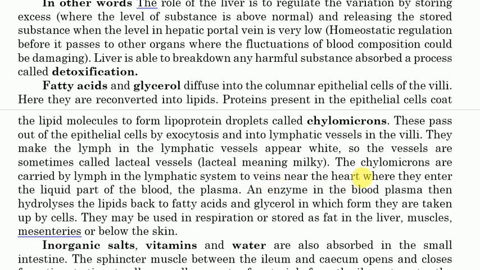So the chylomicrons are carried by the lymph in the lymphatic system to the veins near the heart, where they enter the liquid part of the blood, that is the plasma. Some of these things are anatomy, meaning the structure of the body. If you don't understand them now, you can understand later in university, if you study medicine or anatomy. But what you need to know is that all lymphatic vessels join together and form something called the thoracic duct. All the lymph from the thoracic duct enters a certain vein near the heart. The lymph is like water that goes and mixes with blood plasma again.